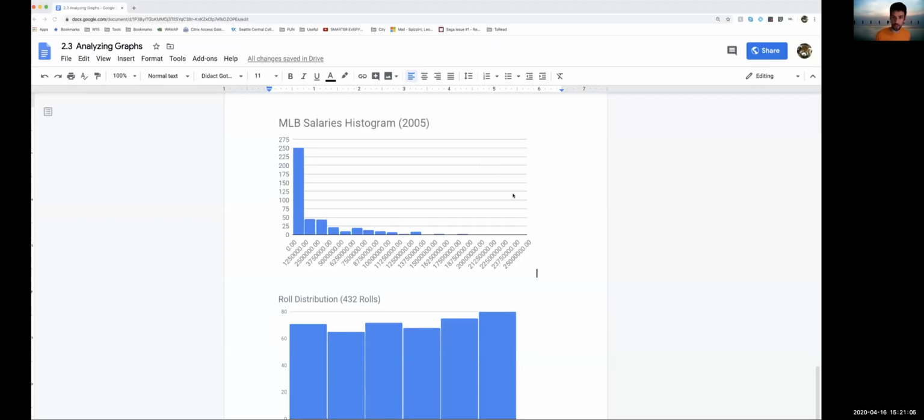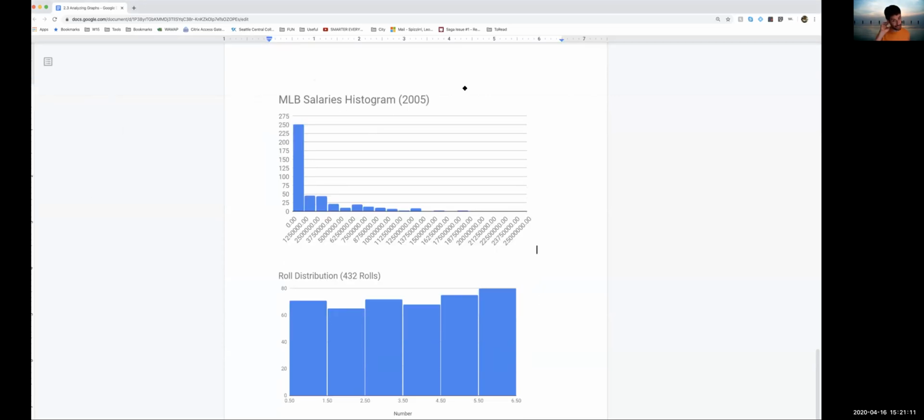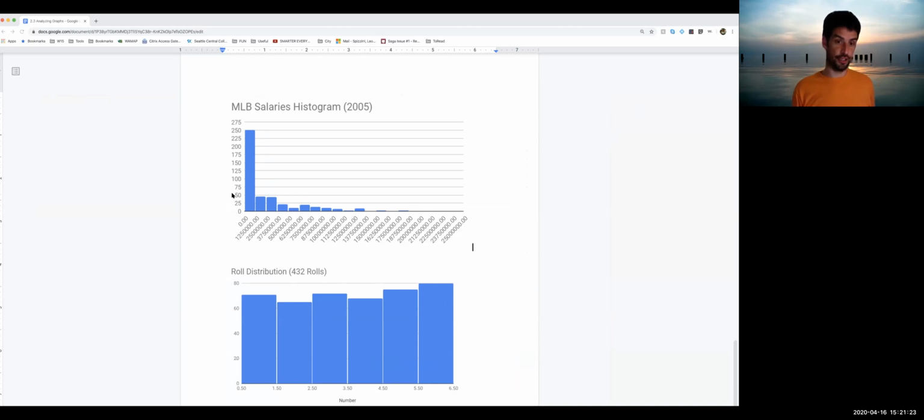Okay, so here, let's focus on the top one for now. This is Major League Baseball salaries in 2005. So like all histograms, we're looking at frequencies along this vertical axis, and then we're looking at salary data along the horizontal. In this case, these buckets, these classes, right? This first column is all the salaries between 0 and 125 million, right?